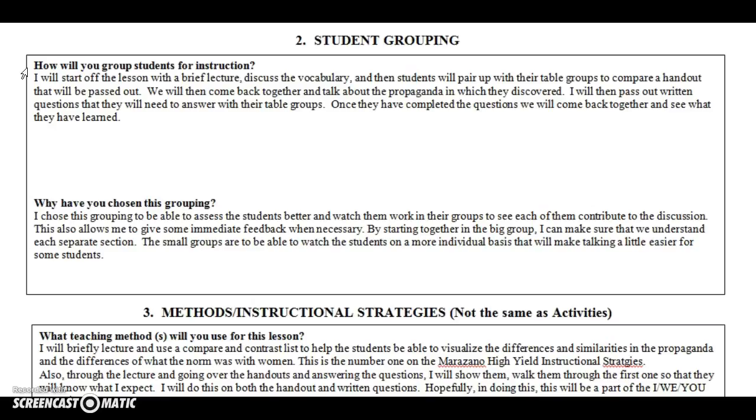I will then pass out written questions that they will need to answer with their table groups. Once they have completed the questions, we'll come back together and close out the lesson to see what they've learned, to make sure everybody's on the same page.